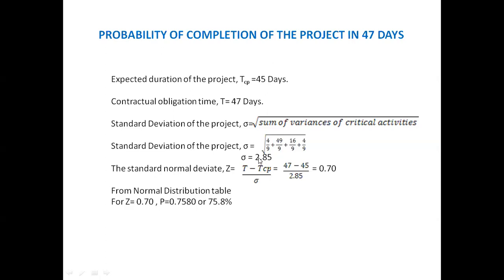Once again, I repeat, why we take the standard deviation of the critical activities as the standard deviation of the project: the critical path or the critical activities will decide the duration of the entire project. That is why we have to consider the standard deviation of the critical activities. Then the standard normal variate Z is equal to T minus TCP divided by sigma, which is 47 minus 45 divided by 2.85, which becomes 0.70.